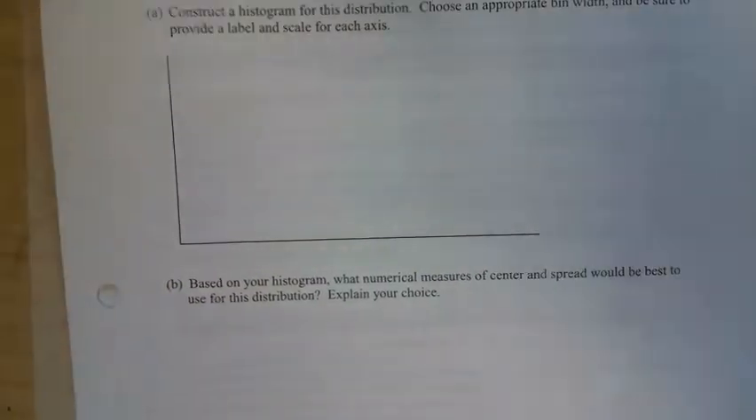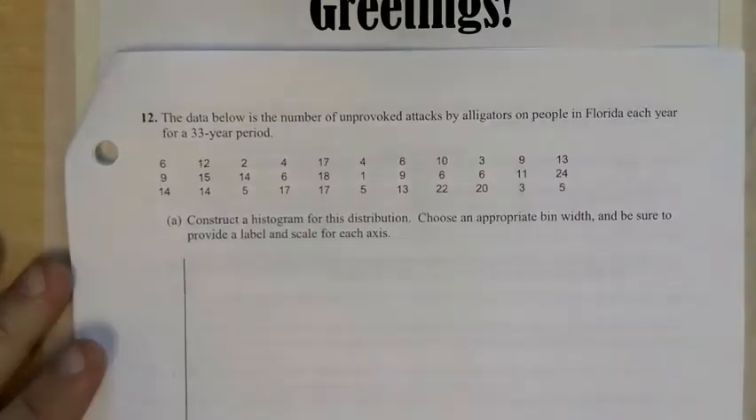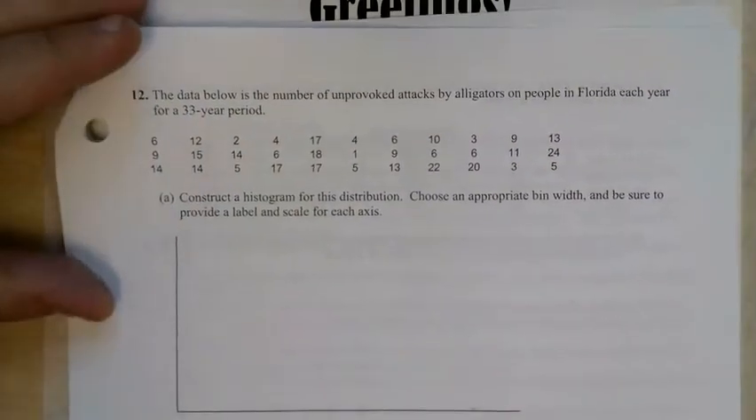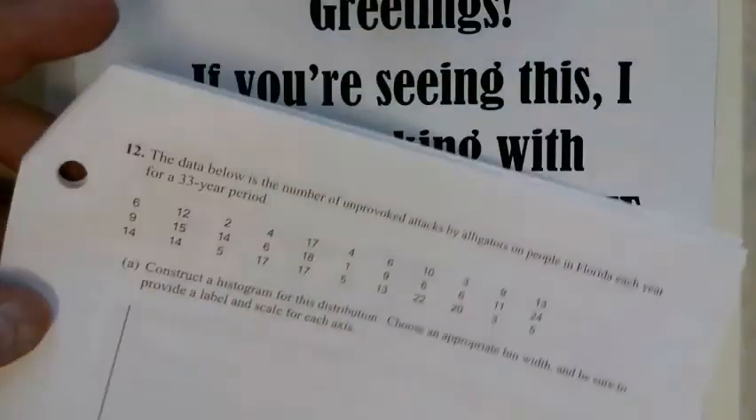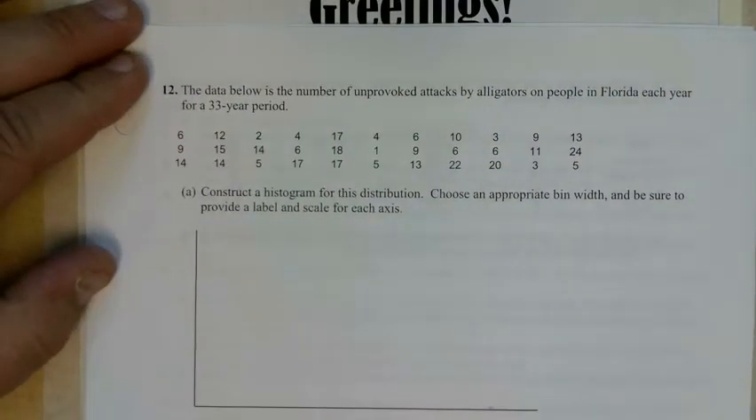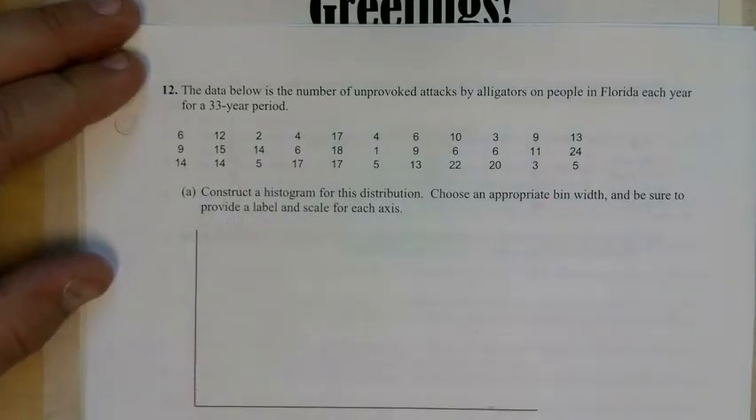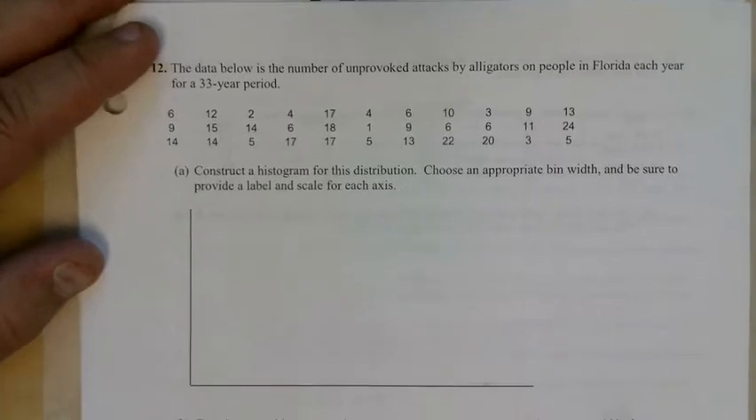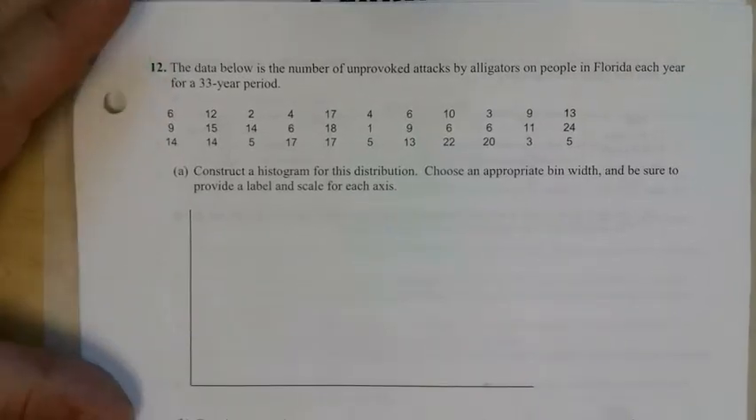Number 12. The data below is the number of unprovoked attacks by alligators on people in Florida each year for a 33-year period. Wow. And it says construct a histogram for the distribution, choose an appropriate bin width, and be sure to provide a label and scale for each axis.